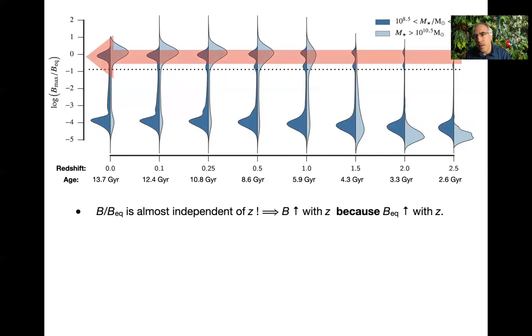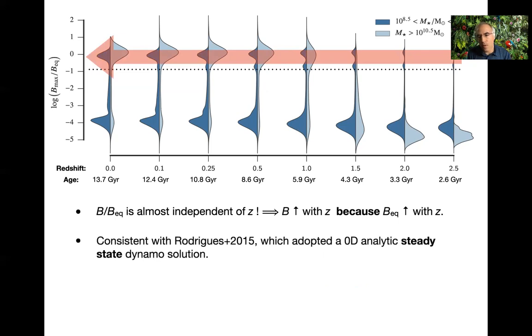And so what this is telling us is that the strength relative to equipartition is roughly constant in time, which means that if the strength itself reduces with time, it's because the equipartition strength reduces with time. So you're getting fields saturating at equipartition, but the equipartition is reducing with time. The reason is that it's basically rho v squared, and v in our model is just a constant, 10 kilometers per second is what we adopted. And so it's because the gas density is higher at higher redshift.